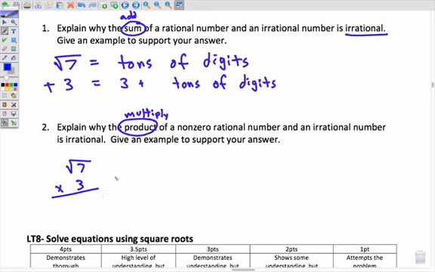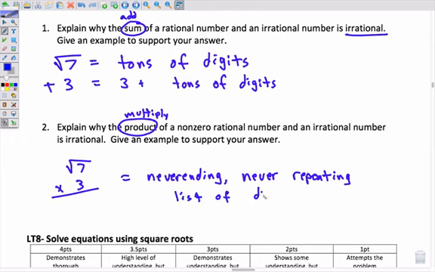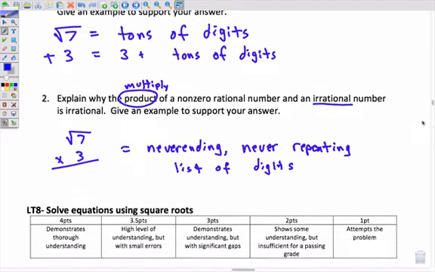This is a little bit different because it is going to change more than just one of the digits, but you're still going to have this never-ending, never repeating, no pattern to it, list of digits. So even if you multiply every single digit in this irrational number by a rational number, it's still going to be never ending and never repeating. And so that is what makes it stay irrational. That's the big main idea for Learning Target 7.